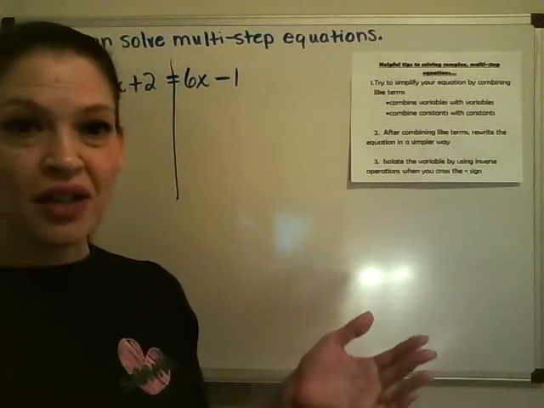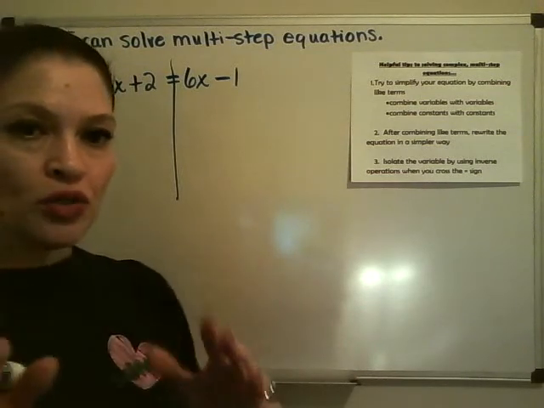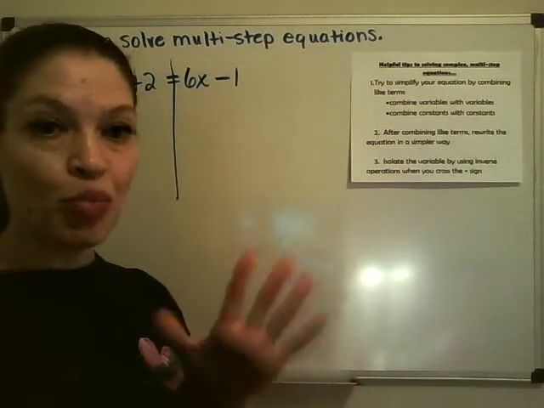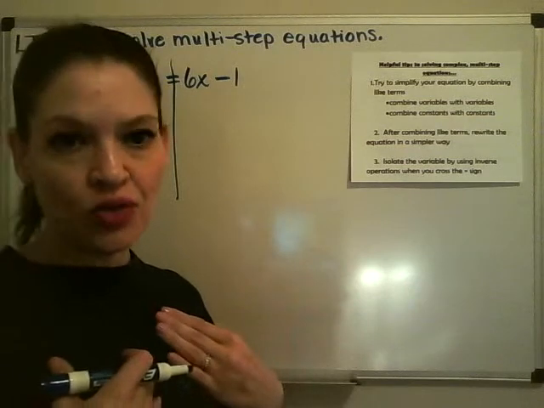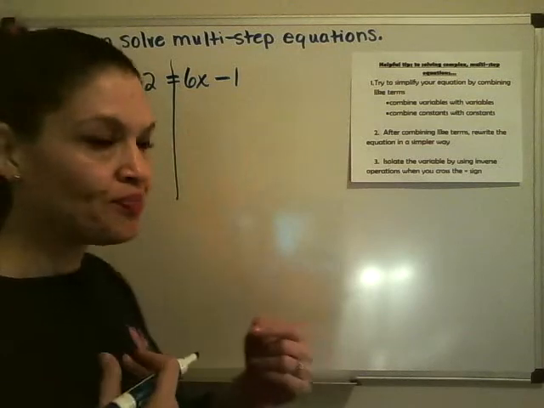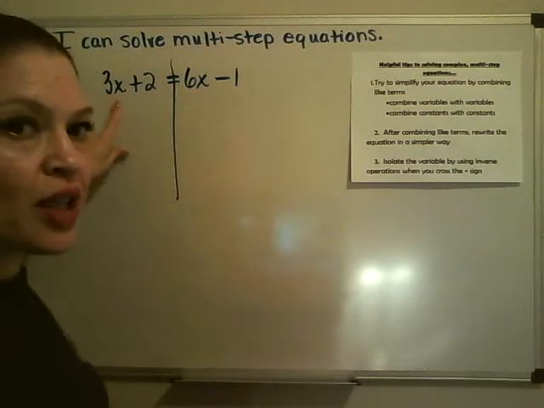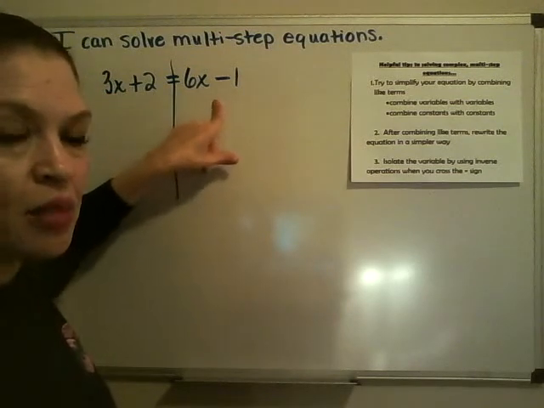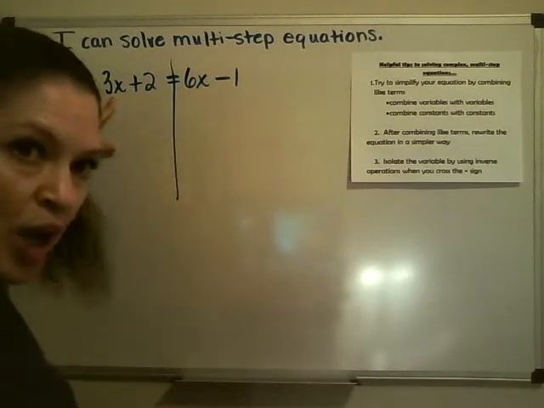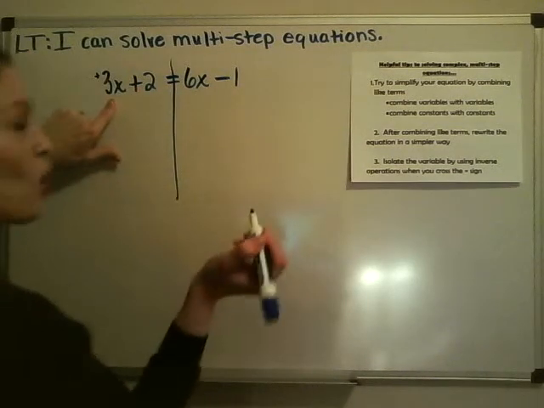Honestly, just pick a side, okay? Strategize ahead of time. I want you to put all of your variables on one side and all of your constants on the other side. Personally, for me, I love to work with positive numbers. So if I strategize, you see this 3x? I can move that 3x to this side by doing the inverse operation. Watch. So is 3x positive or negative? It's positive. So watch what happens.